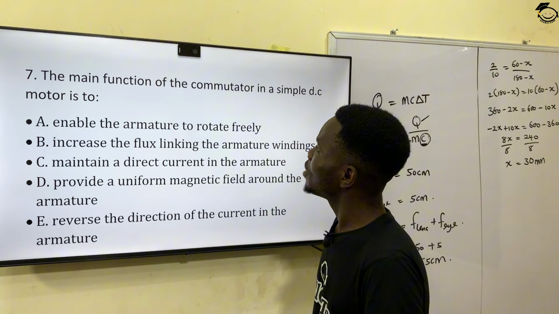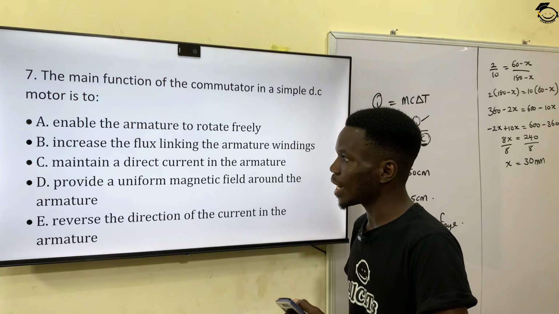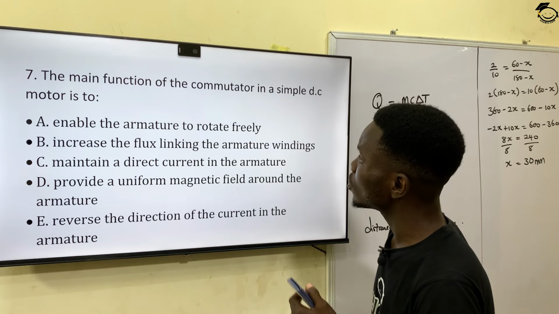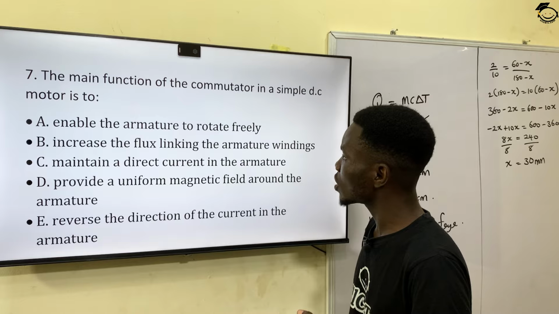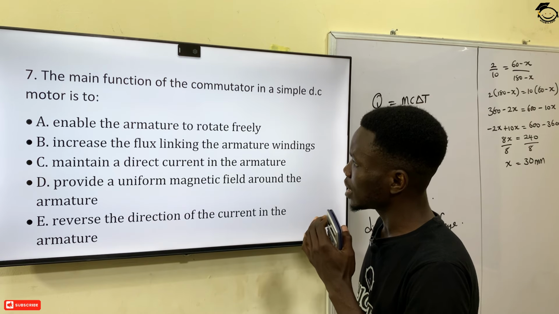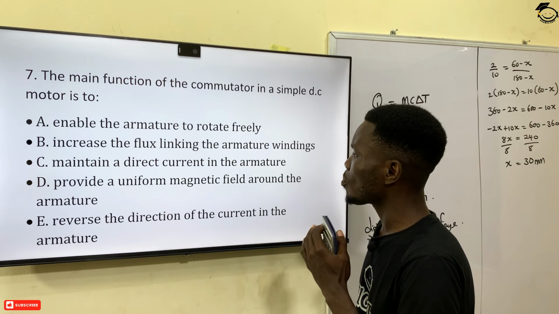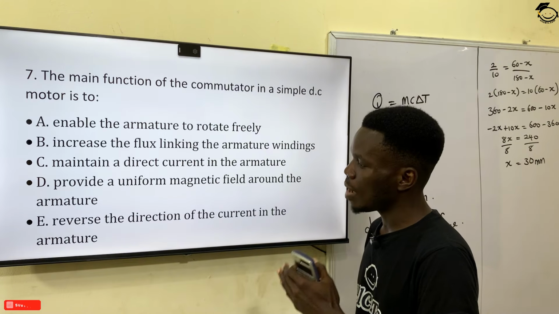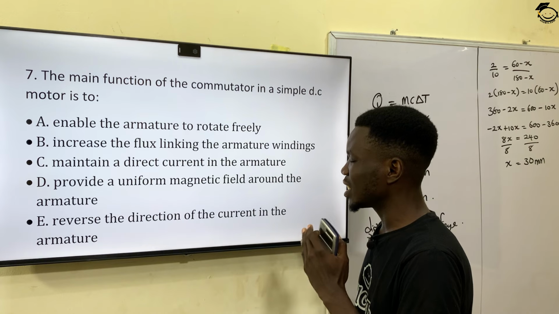It says, the main function of the commutator in a simple DC motor is to dash. Option A says it enables the armature to rotate freely. Option B says it increases the flux linking the armature windings. Option C says maintains a direct current in the armature. Option D says provide a uniform magnetic field around the armature. Option E says it reverses the direction of the current in the armature.